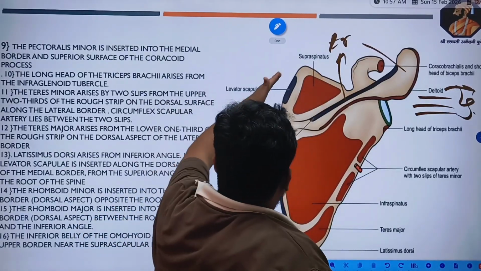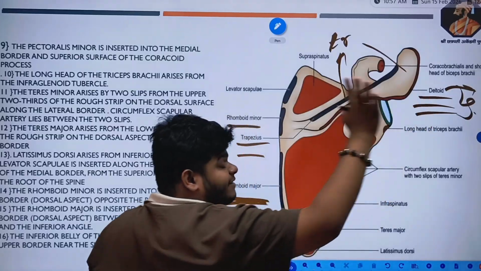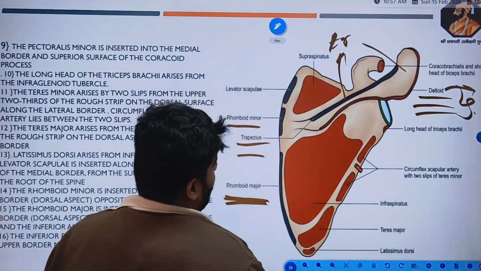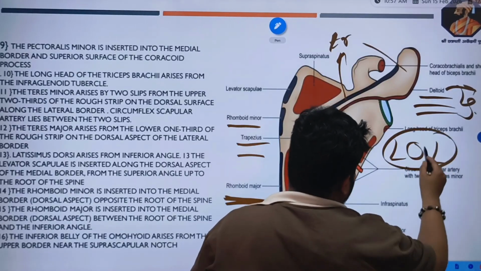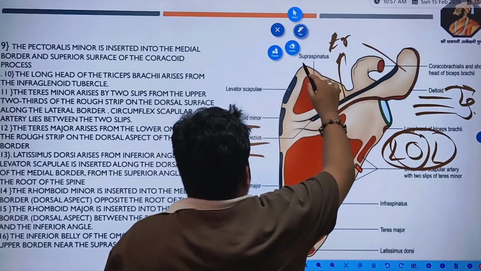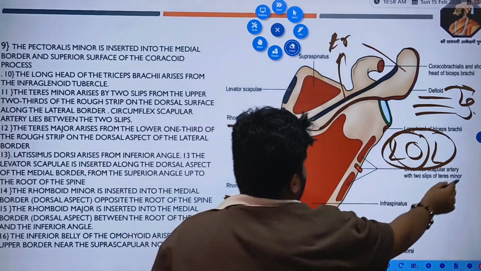So when we have seen the medial part, always remember that on the lateral side there is always the origin of the muscles. Remember LO: L means lateral and O means origin.